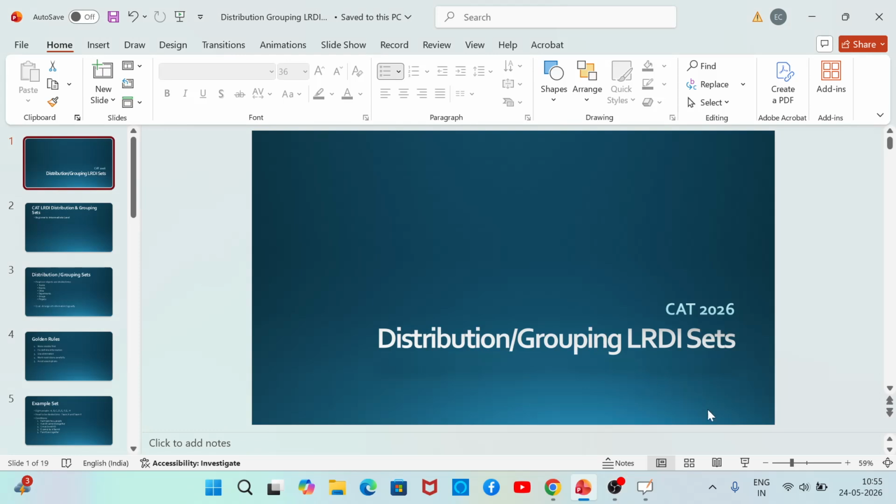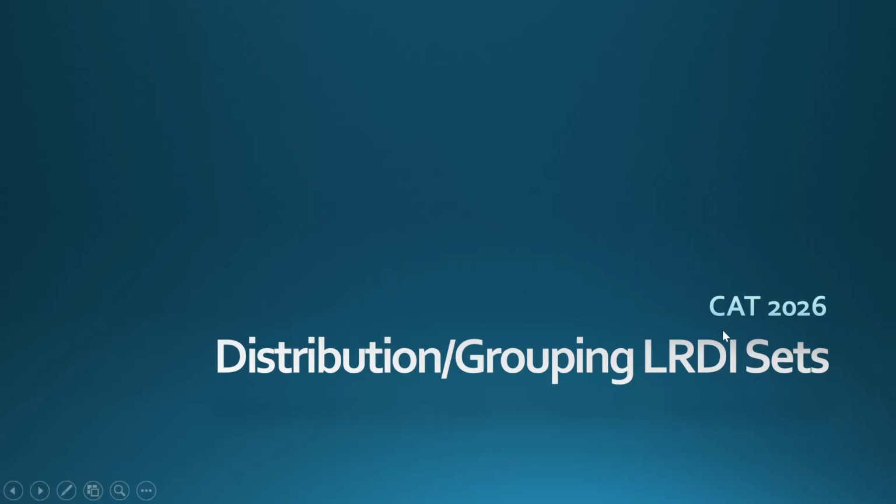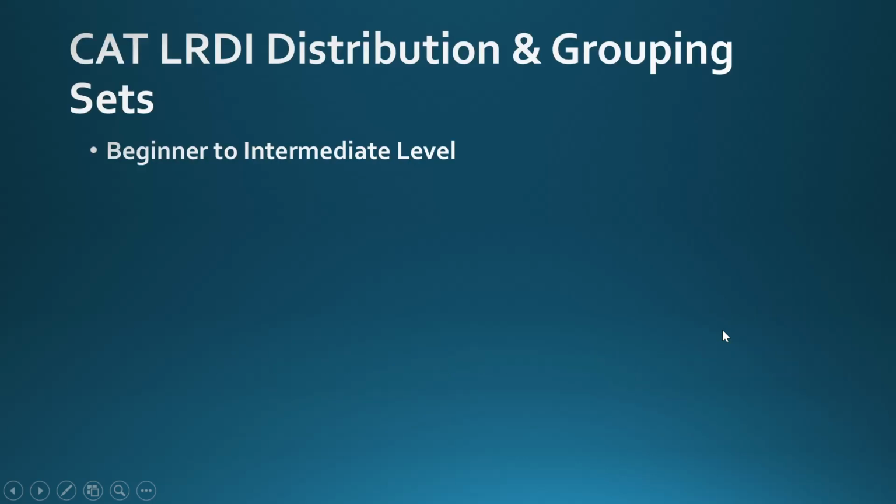In today's video, we are going to learn one of the most important LRDI topics for CAT, distribution and grouping sets. Many students get scared when they see these sets in CAT, but after today's video, you will know exactly how to approach them step by step. We will cover the basic idea of grouping sets, how to create tables, important shortcut techniques, and one complete CAT level example. So watch the video till the end.